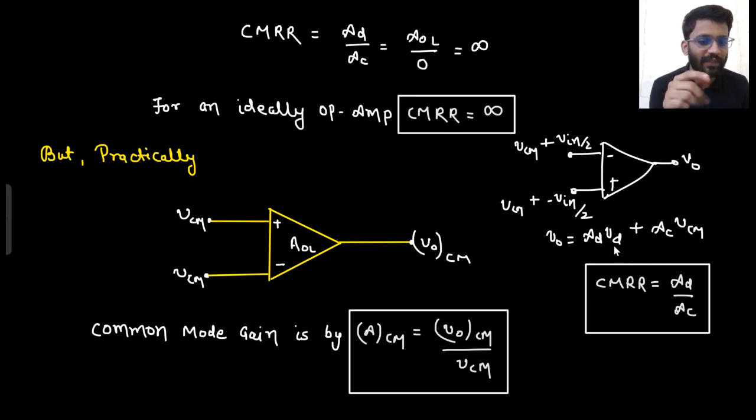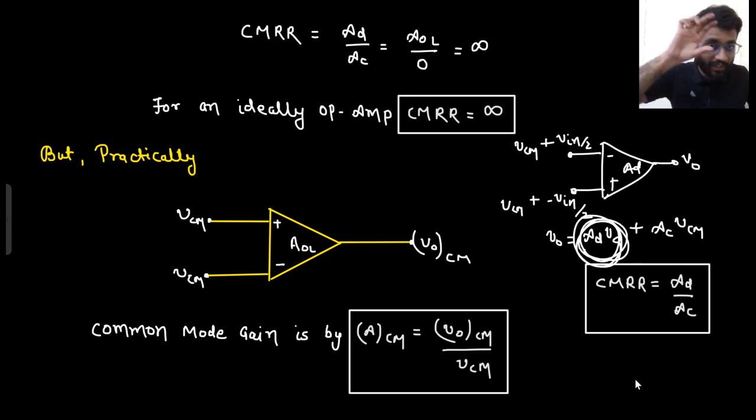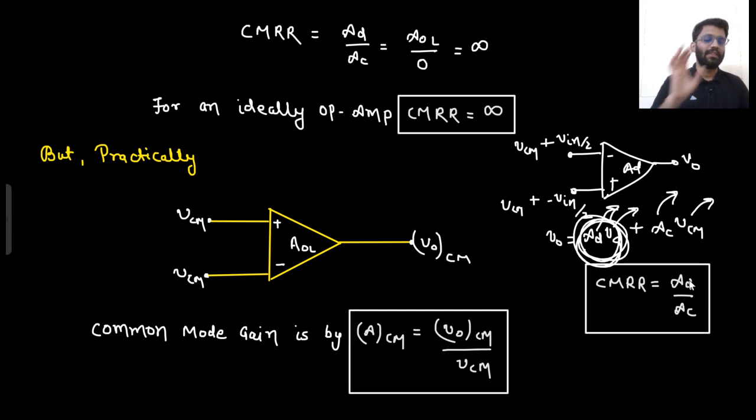So for the output of OpAmp, this was very general, that you would get AD into VD, differential input into the differential gain, that will be your output. But even for the common mode, you get some output. Even when there is some common mode applied, you are still getting some output. So that also you need to add. That is the non-ideality. At common mode, you should get zero output, but still you are getting some output. So AD into VD plus AC into VC. Differential gain into differential voltage, common mode gain into common mode voltage. This is how it is shown.